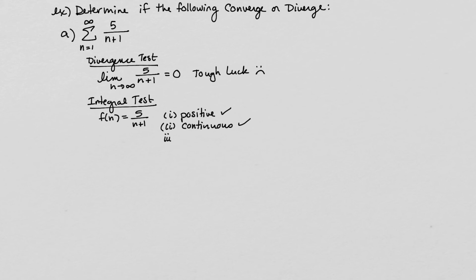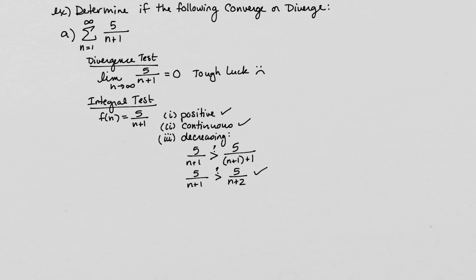And then the third thing we have to check is if it's decreasing. So again, we're looking at 5 over n plus 1. Is that bigger than 5 over, instead of n, we replace n with n plus 1, or n plus 1 plus 1? So we basically want to know, is 5 over n plus 1 bigger than 5 over n plus 2? Yeah. Should have put my little question mark here. So I'm positive, I'm continuous, I'm decreasing. Right? So that's all good.